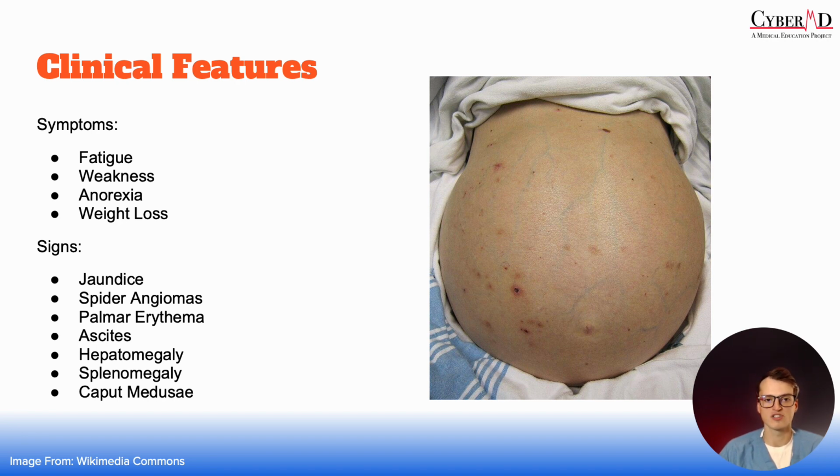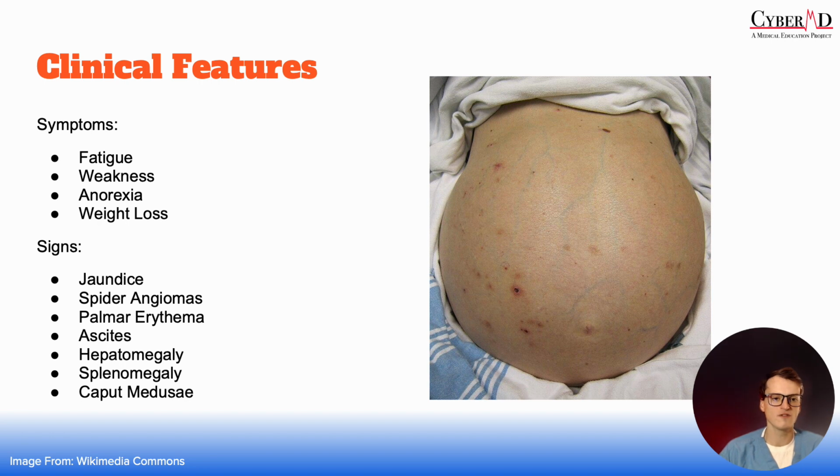Hepatomegaly, so an enlarged liver, which can be detected on physical examination, and splenomegaly, which is often a consequence of portal hypertension. We can also detect that on our physical exam. You can also have this caput medusae, and that's this appearance of engorged periumbilical veins, and that's going to resemble the head of Medusa from Greek mythology, and that's a direct result of portal hypertension as well.